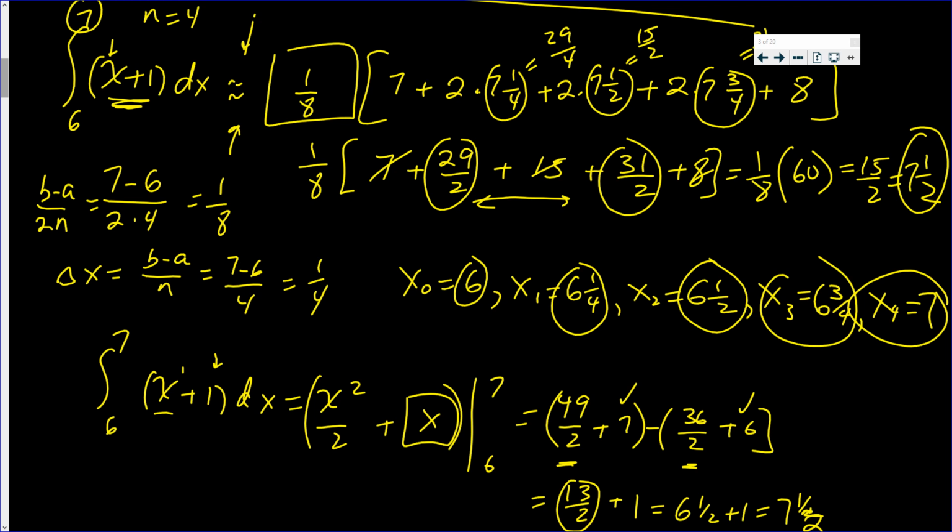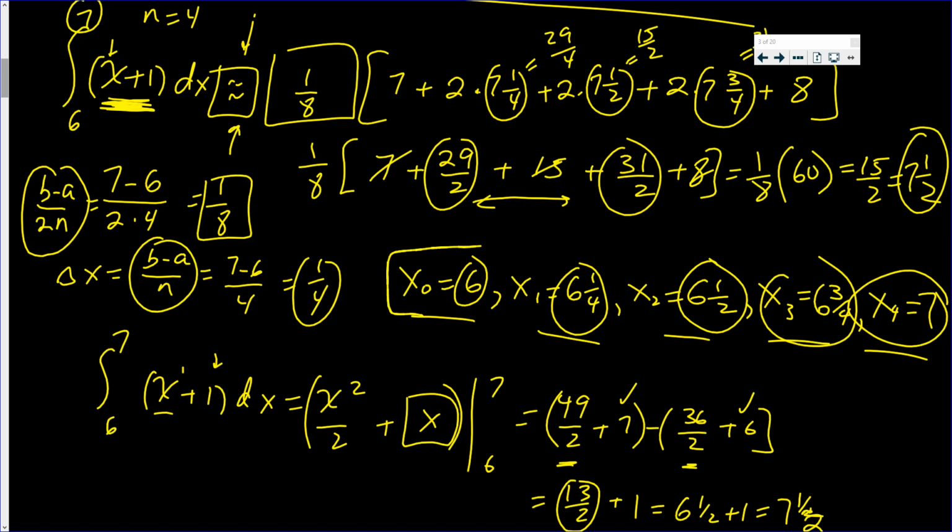But you don't always know that you're going to get equality. Since this was a nice line, we got equality. But the trapezoidal rule doesn't guarantee this. Okay, go over these two problems. They're all the same. Find out what b minus a over 2n is. Find out what b minus a over n is. Because that's what you're going to do to find what you have to take f of.